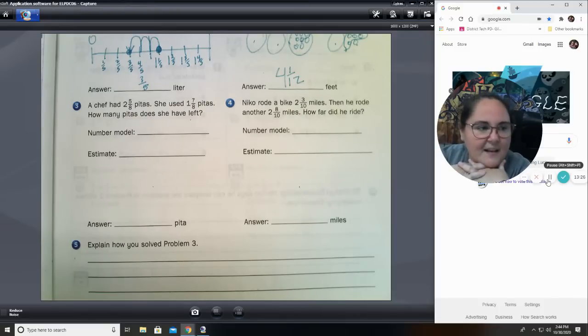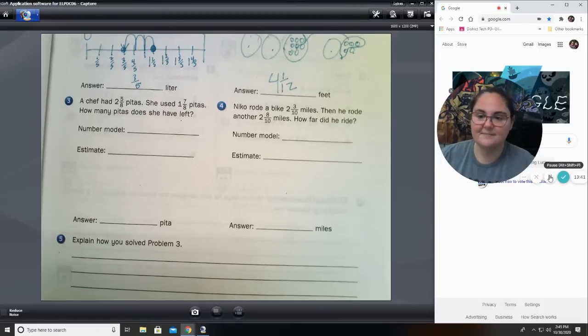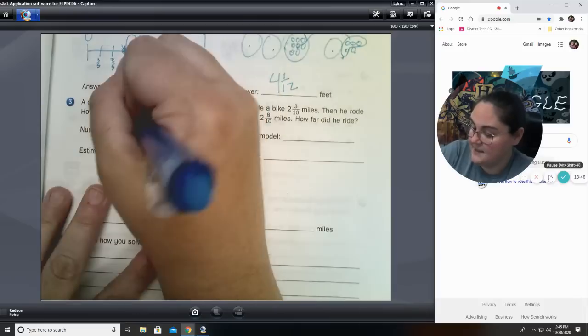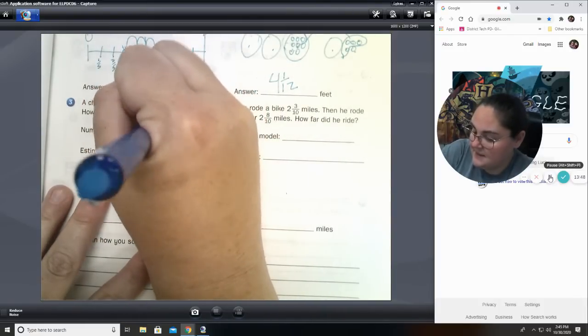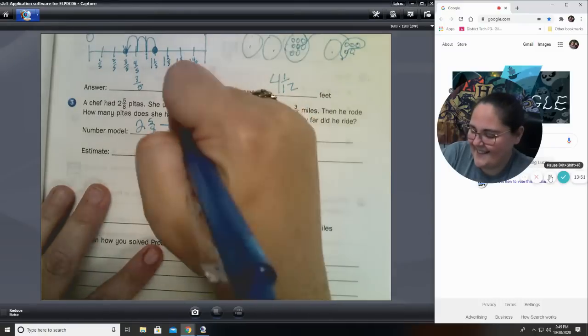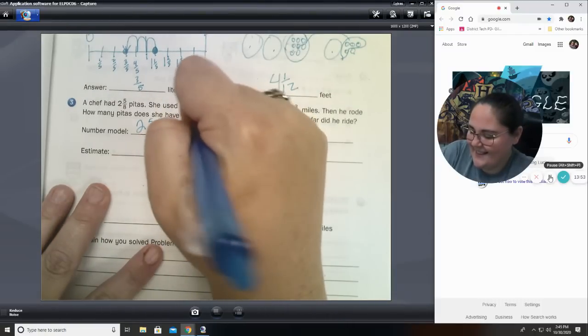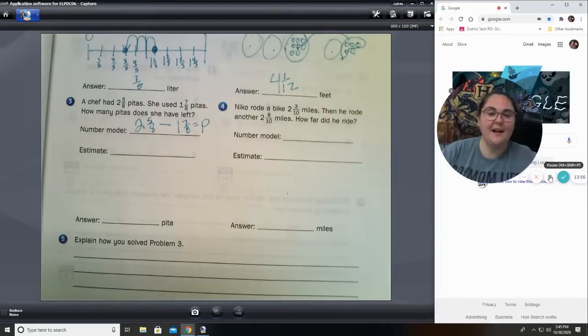Okay. So the chef had 2 5/8 pitas. She used 1 7/8 pitas. How many pitas does she have left? Which number model matches this story? All right, the answer you should have chosen was 2 5/8 minus 1 7/8 equals P. The reason why we subtract is because it says how much does she have left? She used them. She doesn't still have them.